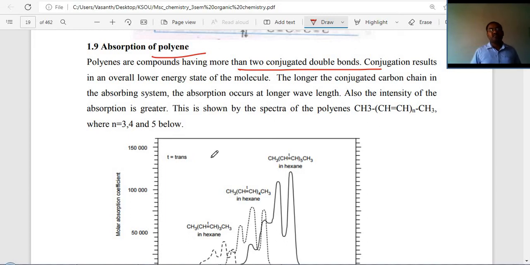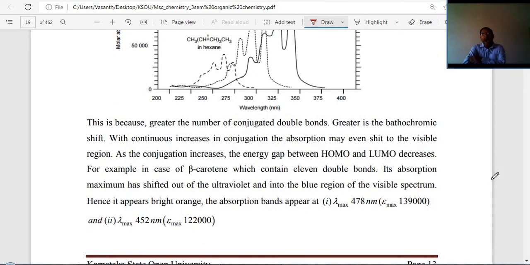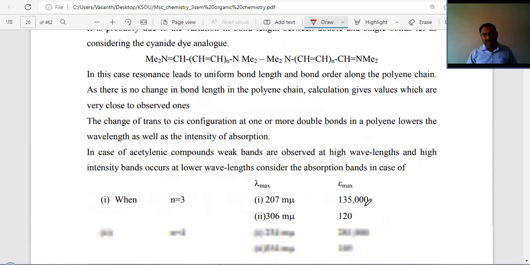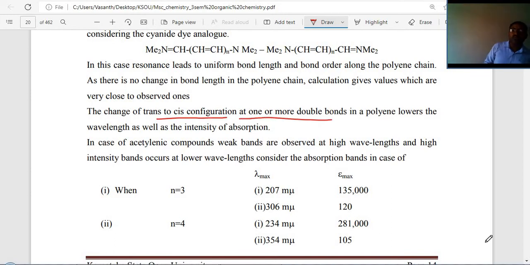Conjugation results in an overall lower energy state of the molecule. The longer the conjugated chain in the absorbing system, the longer the wavelength at which absorption occurs, and the intensity of the absorption is greater. These are some representations of diene and polyene molecules. The change from trans to cis configuration at one or more double bonds in a polyene lowers the wavelength as well as the intensity of absorption.